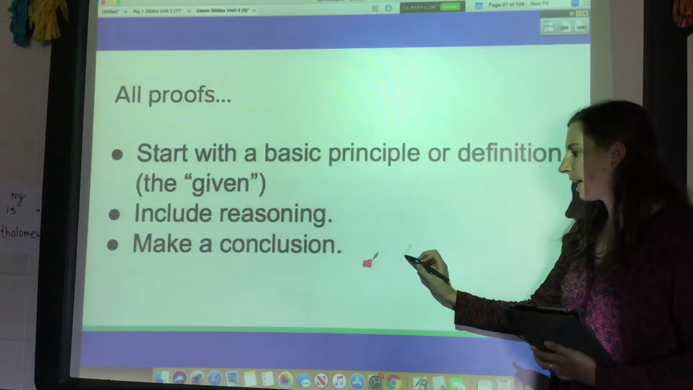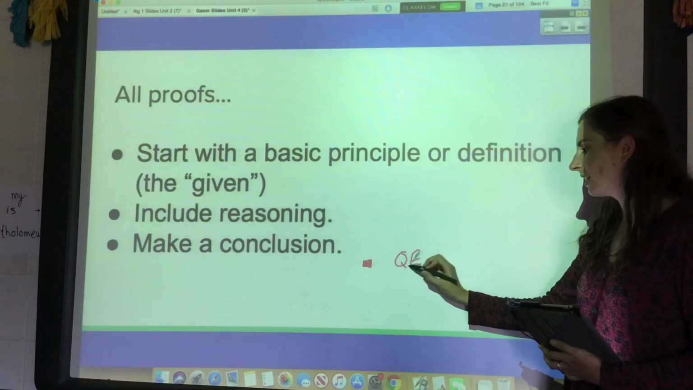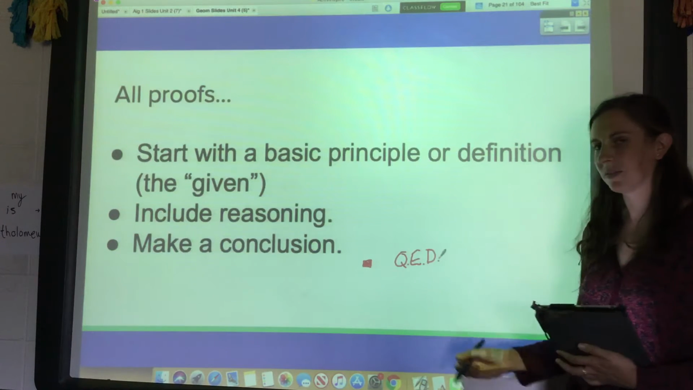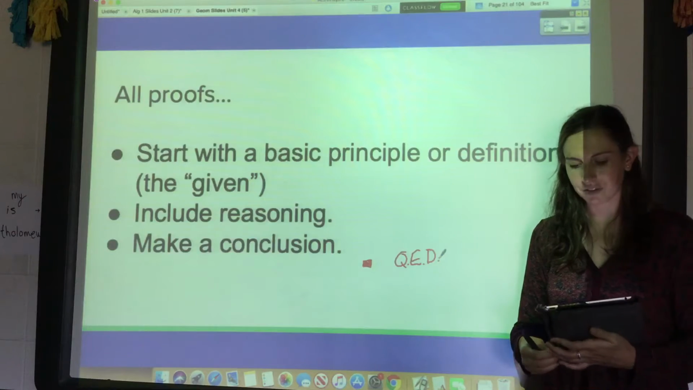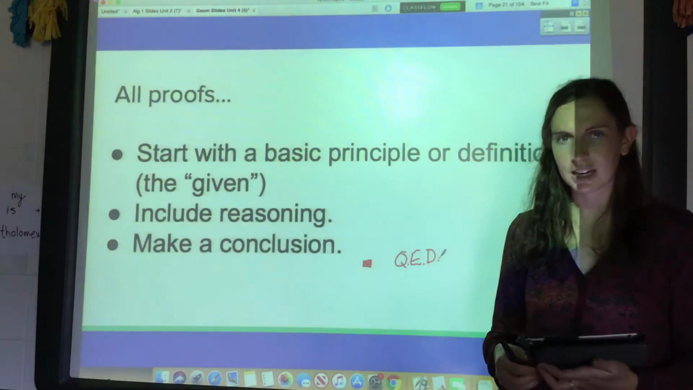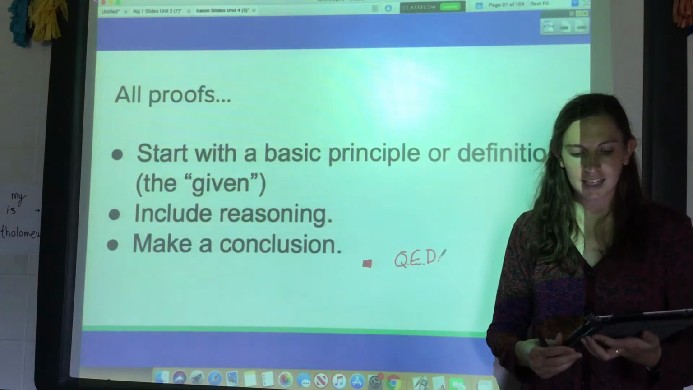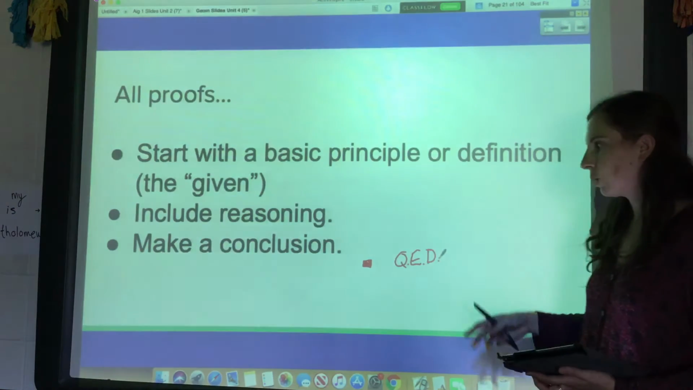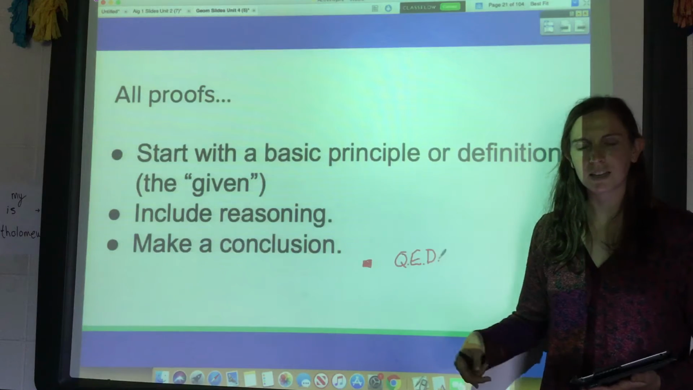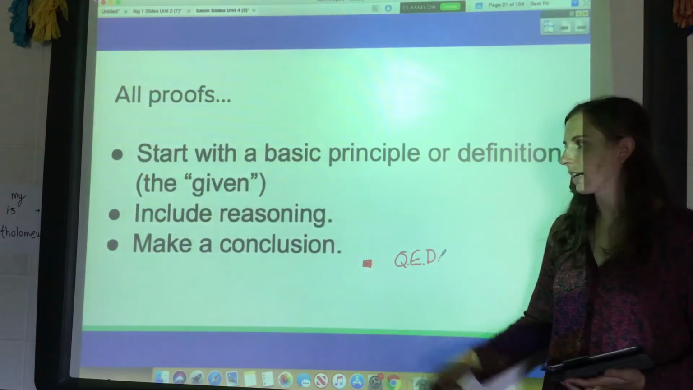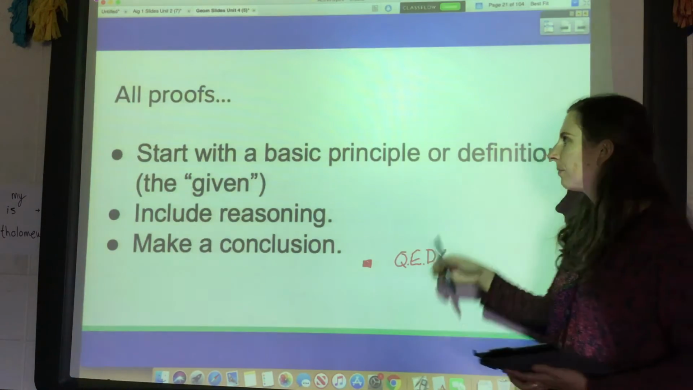Or some people write QED. This is more upper level stuff, but I just think it's fun. QED stands for a Latin phrase, quod erat demonstrandum, which basically means I proved what I was supposed to prove. Technically, it translates to that which was to be demonstrated. It's like mathematically dropping the mic, like, boom, proved it, I'm out.